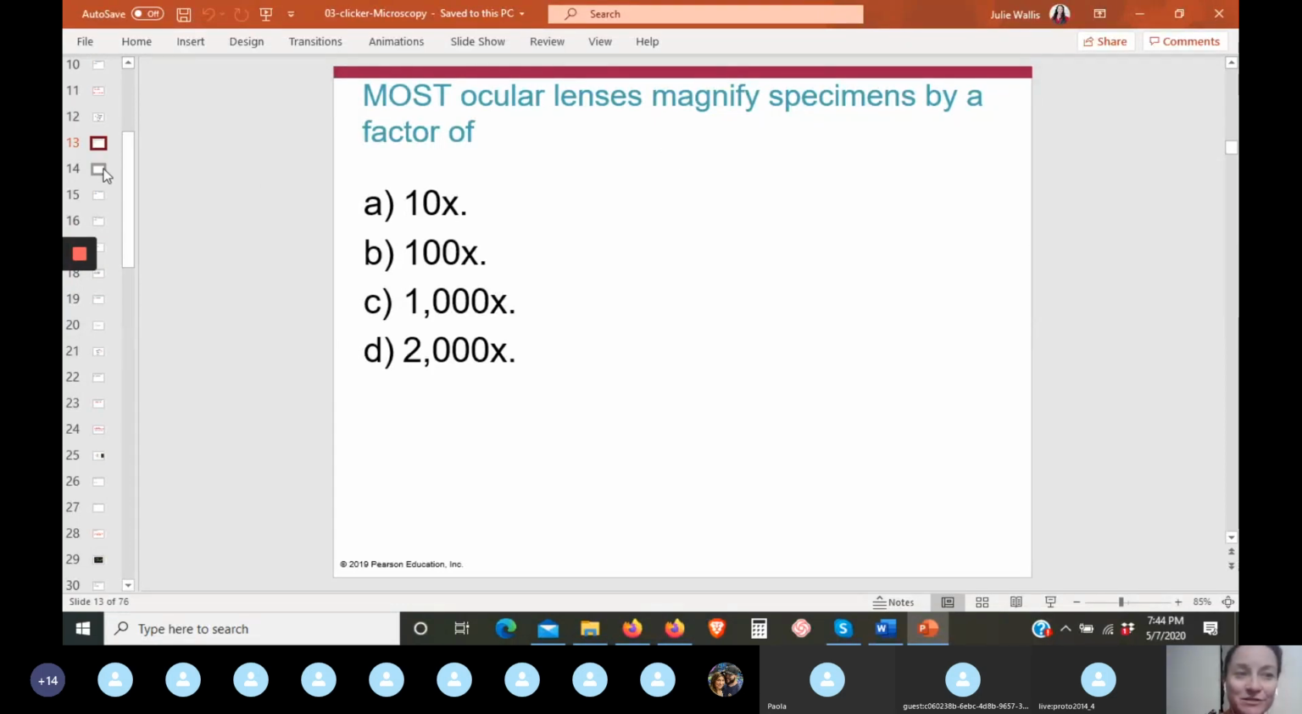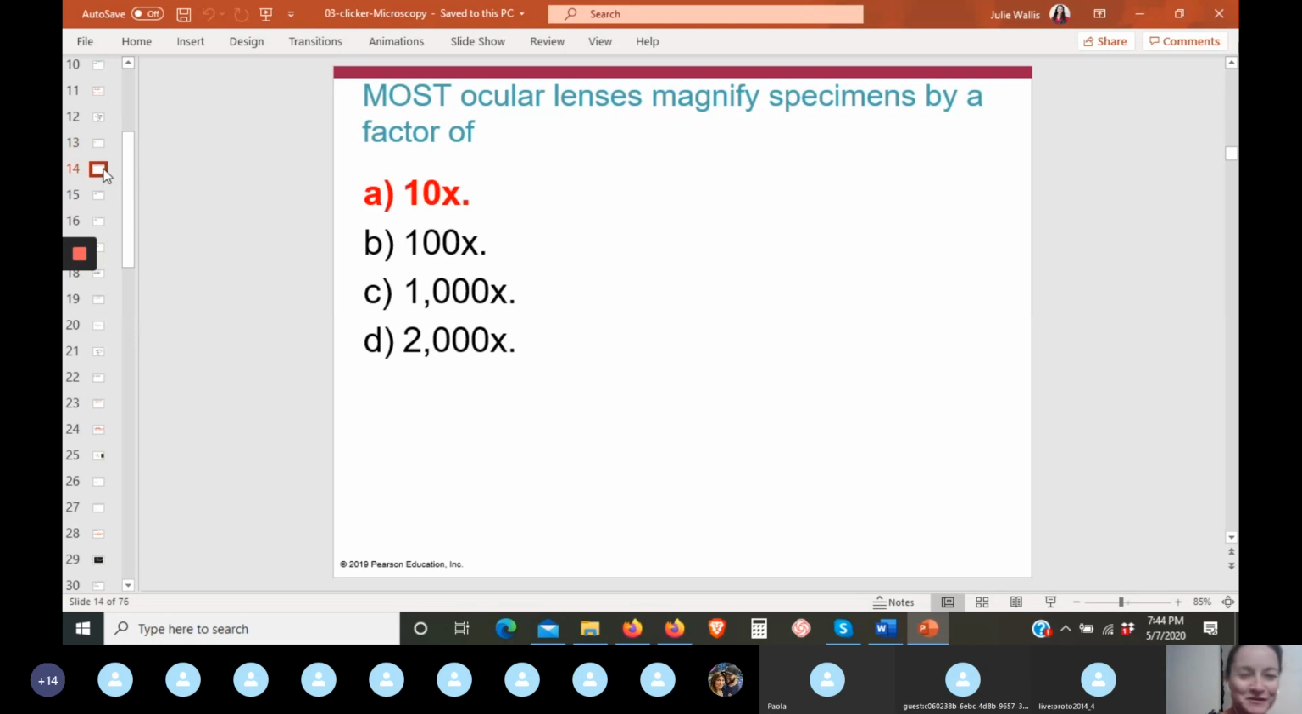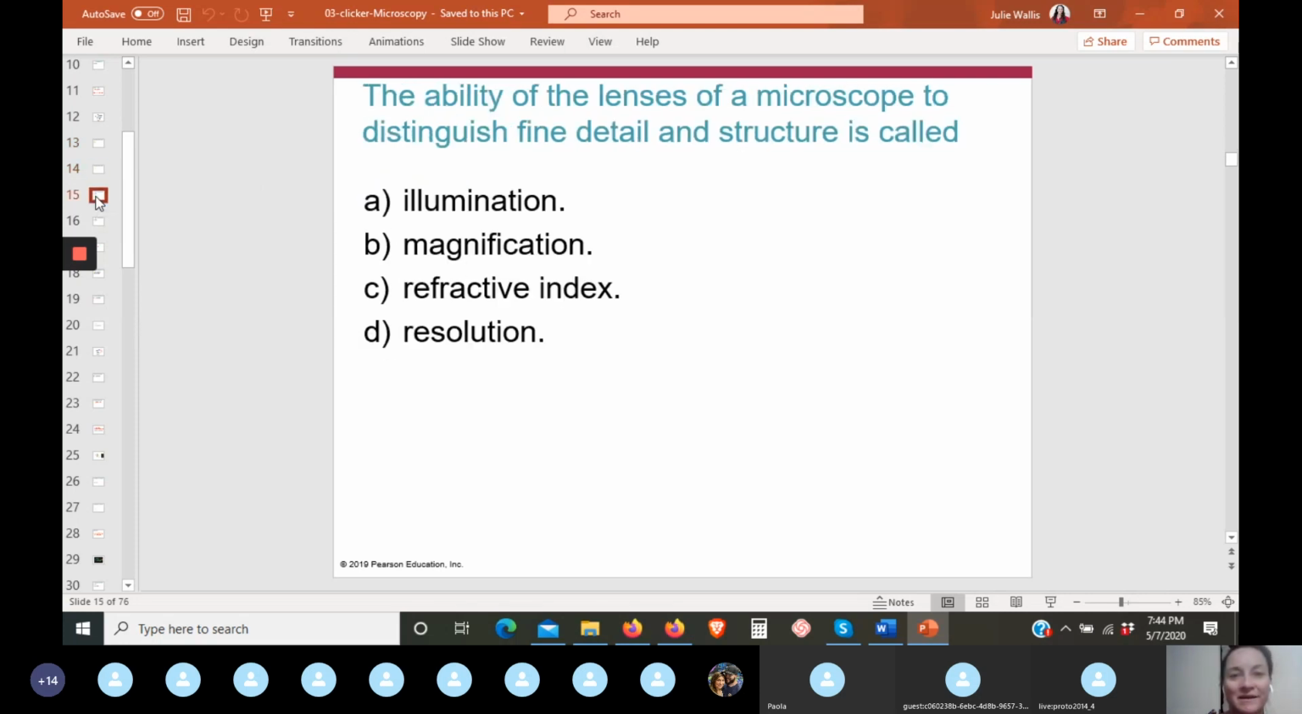Most of you are voting for A, which is good. That means you were listening. Some of you voted for others. 10x is the most common eyepiece or ocular magnification.